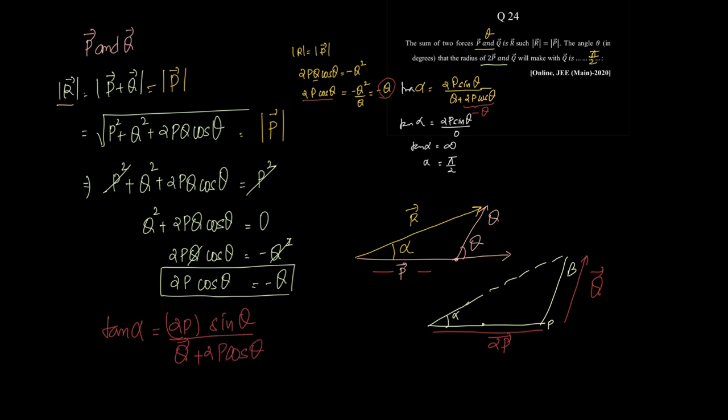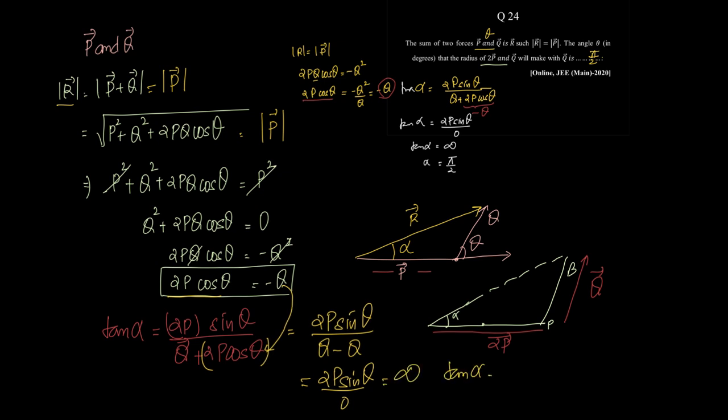If you analyze this equation, what is 2p cos theta? It is minus q. So we get 2p sine theta by q minus q, which is equal to 2p sine theta by 0. Anything by 0 is infinity. So tan alpha is equal to infinity, and therefore alpha is equal to tan inverse infinity. And what is tan inverse infinity? It is pi by 2 or 90 degrees. The angle theta is in degrees. Oh my god, we just made a big mistake. So it's not pi by 2, it is 90 degrees.